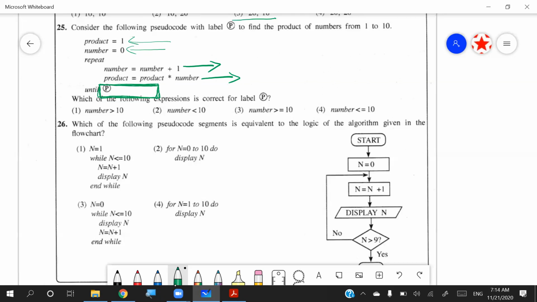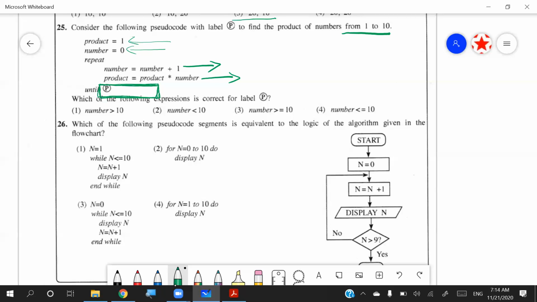Right. So now from the question we know we have to iterate this from 1 to 10. That means 10 times, right? So your condition should be something which helps to iterate 10 times. Okay. Now let's consider the conditions.